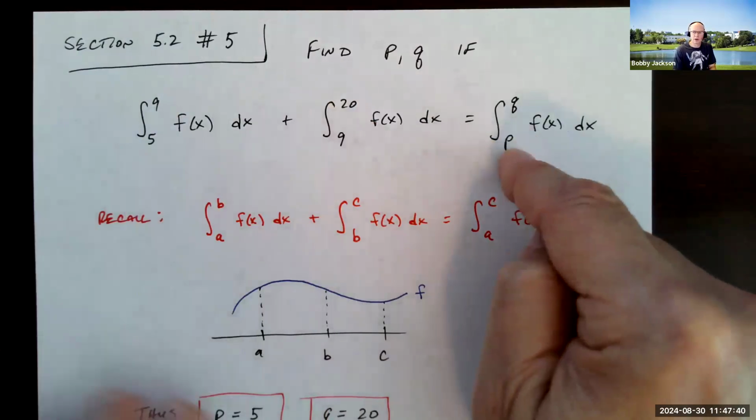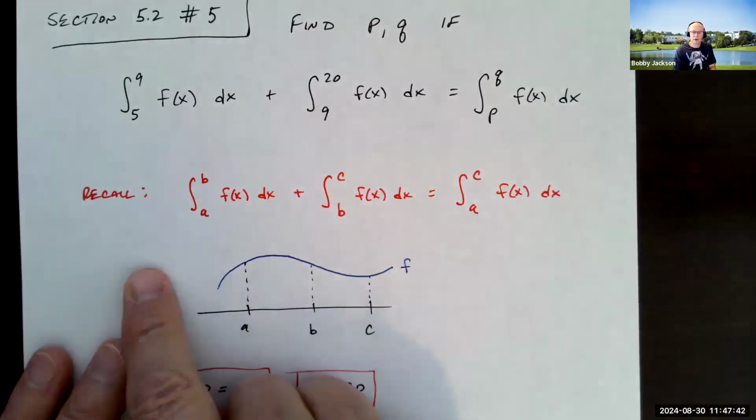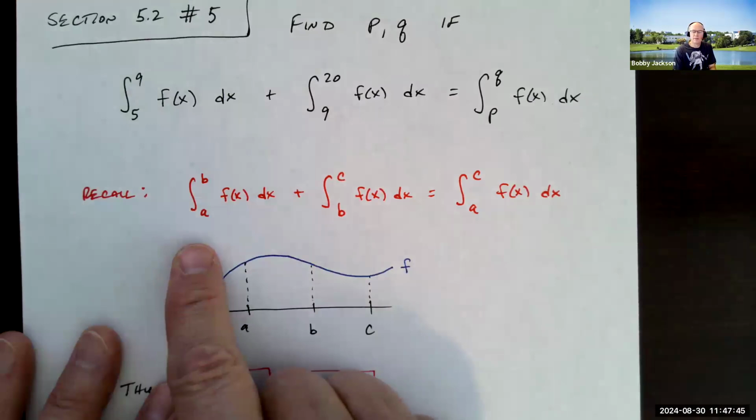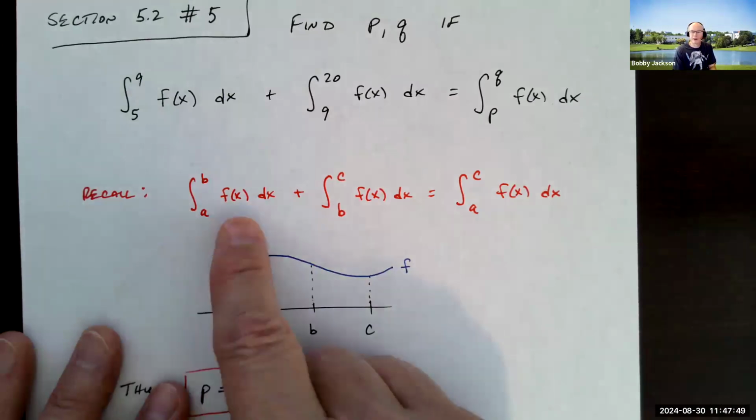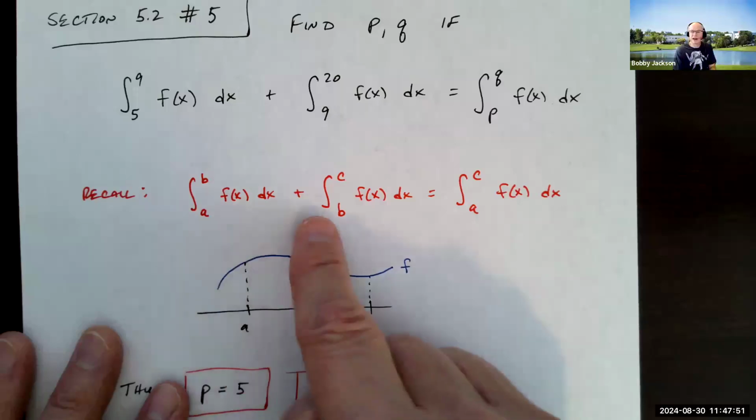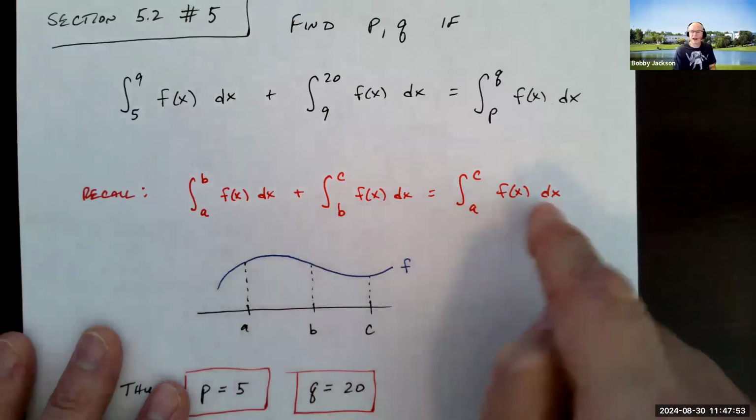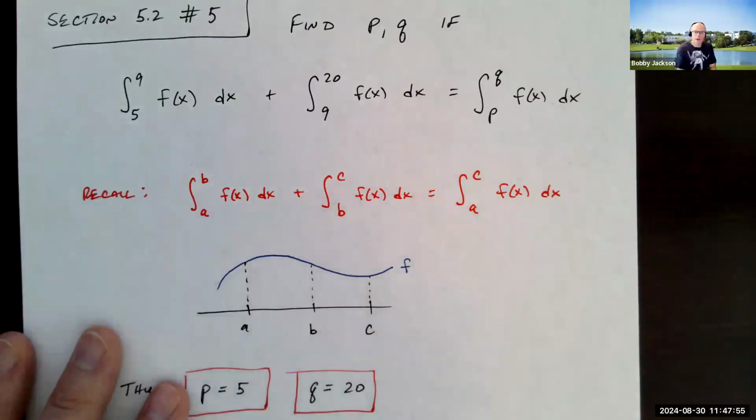Well, just recall this property of definite integrals. The integral from a to b of f of x dx plus the integral from b to c of f of x dx is the integral from a to c of f of x dx. So why is that? I drew a little graph right here to sort of illustrate it.